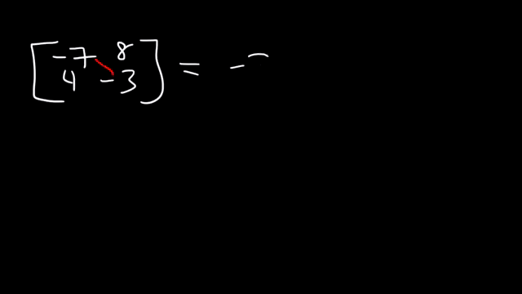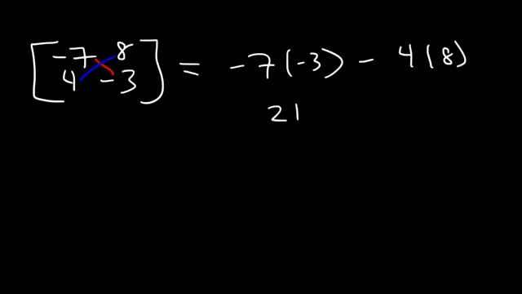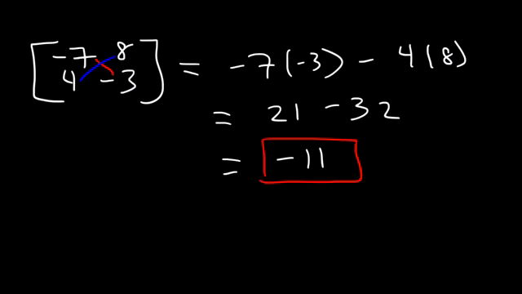Now it's your turn. For the sake of practice, try this one. Negative 7, 8, 4, negative 3. So it's going to be negative 7 times negative 3, and then minus 4 times 8. Negative 7 times negative 3, that's 21. Negative 4 times 8 is negative 32. 21 minus 32 is negative 11. So that's how you can find the determinant of a 2x2 matrix.